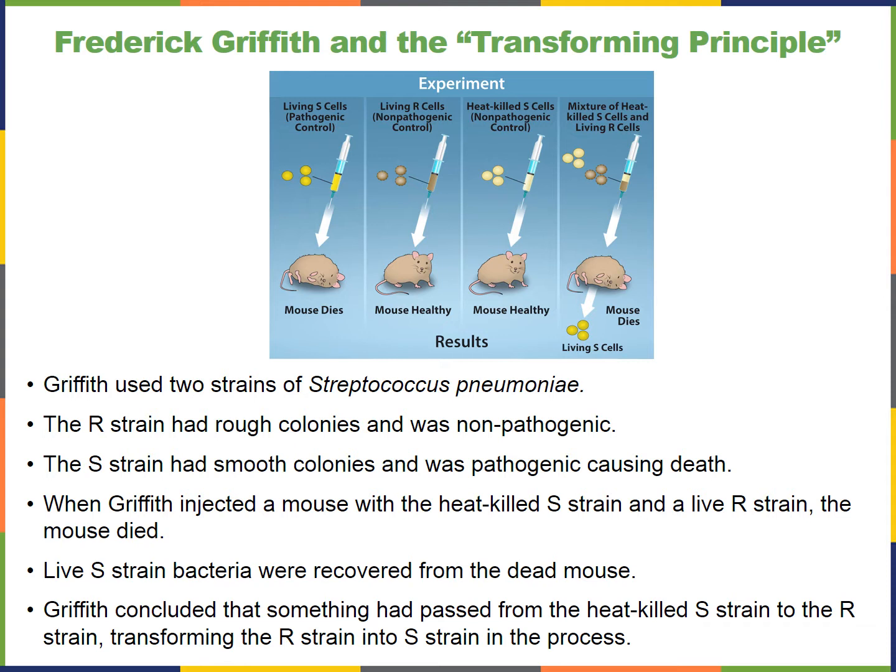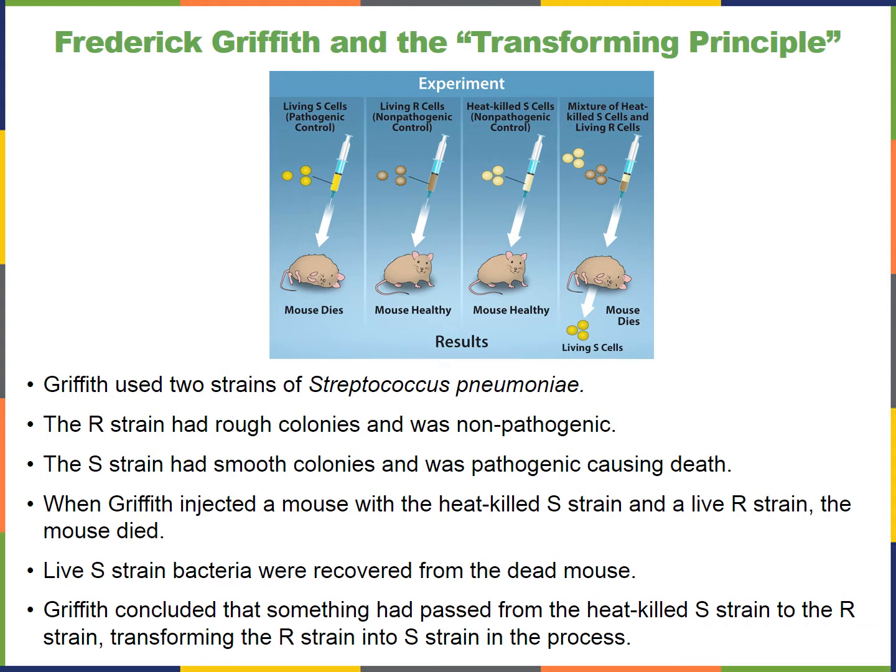The R strain is the non-pathogenic strain, so this is the one that does not cause disease. The S strain is the pathogenic one, so that is the one that is responsible for causing the disease. And the S strain was unique because it actually had a capsule outside of its cell wall. And the capsule allows the cell to escape the immune response of the host mouse. And what he did was he injected the S cells and the R cells into mice to see whether they lived or whether they died.